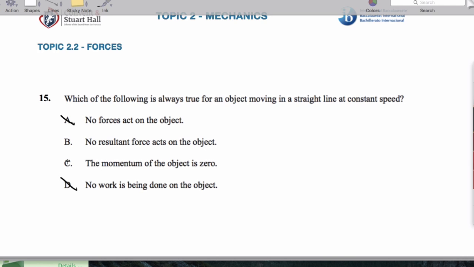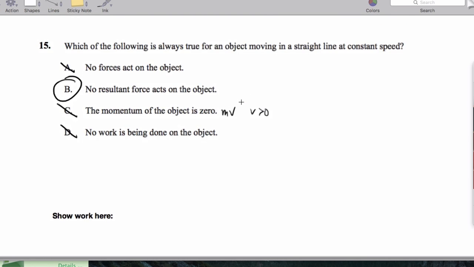The momentum, we haven't studied momentum yet, but now that you've studied it in class for one day, you know the momentum isn't zero since it's m times v, and v is clearly greater than 0 here, so that's not true. No net force acts, meaning we can have forces acting, but they ultimately cancel.